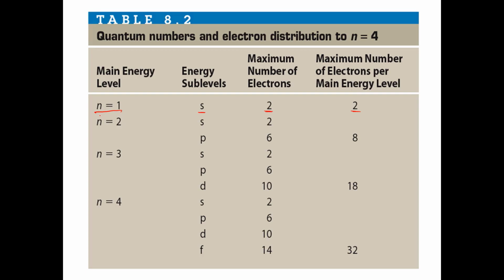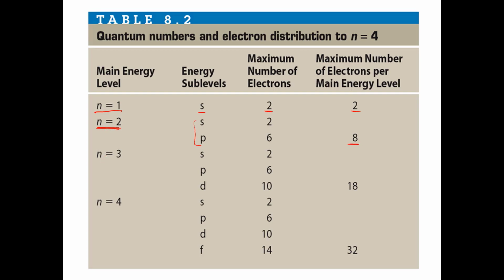And let's see what happens with the second energy level, n equals 2. In this case, we have 2 subshells. We have s and p. s holds 2 electrons, p holds 6 electrons. If we add these two, the maximum number of electrons in the second main energy level will be 8.